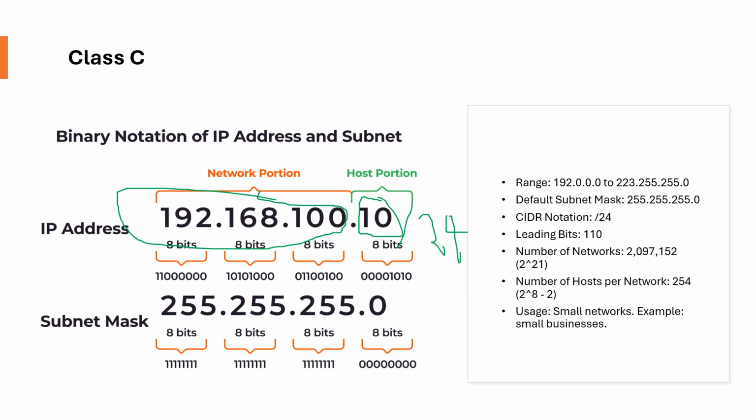The number of networks possible in this class C is 2 to the power 21, and the number of hosts per network is 254. Again, the minus 2 is why, as we know. It is the most practical class, in which there are around 254 hosts.